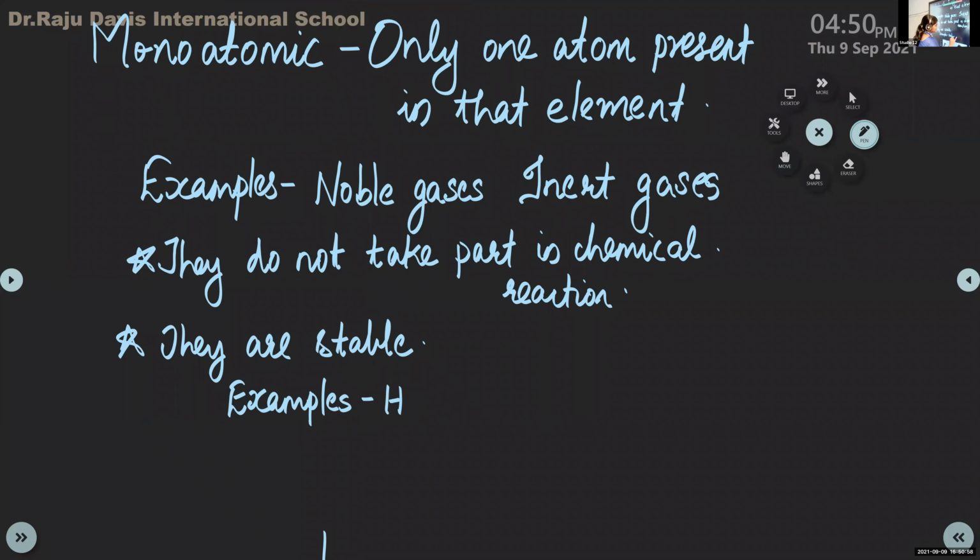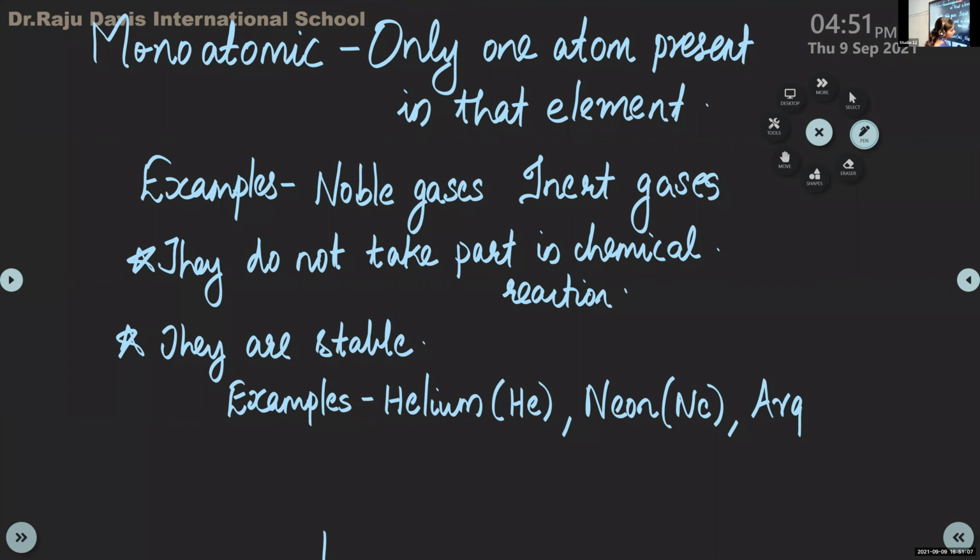Helium, that is He. That's the symbol. Then neon, it is Ne. Next one is argon, it is Ar. So that's about monoatomic elements. Only one atom is present in that element. That's why they are known as monoatomic. They can exist in a free state or independently. Is this clear, children? Yes, ma'am. Have you completed the slide? Yes, ma'am.